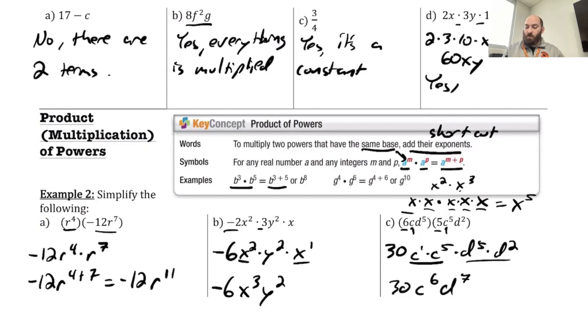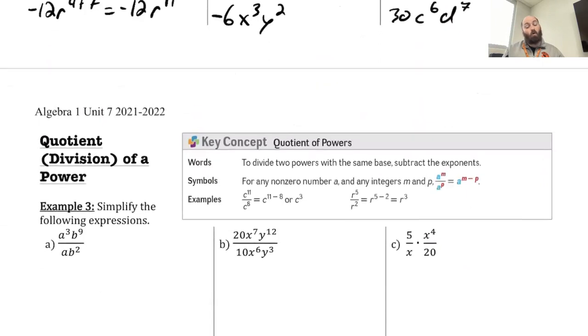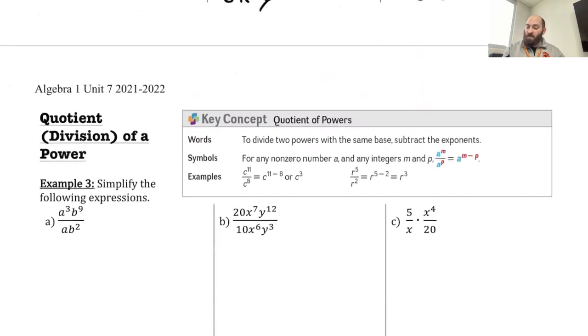So that's our first main idea besides all the terms. When I multiply with the same base, we can add our exponents together. That's what we're looking for here. The next one is the quotient of powers. Okay, and that's when we are dividing two powers of the same base. Then we're going to subtract the exponents.